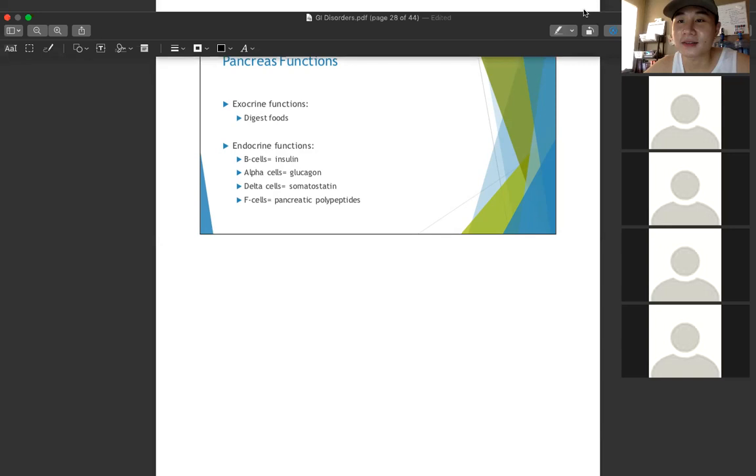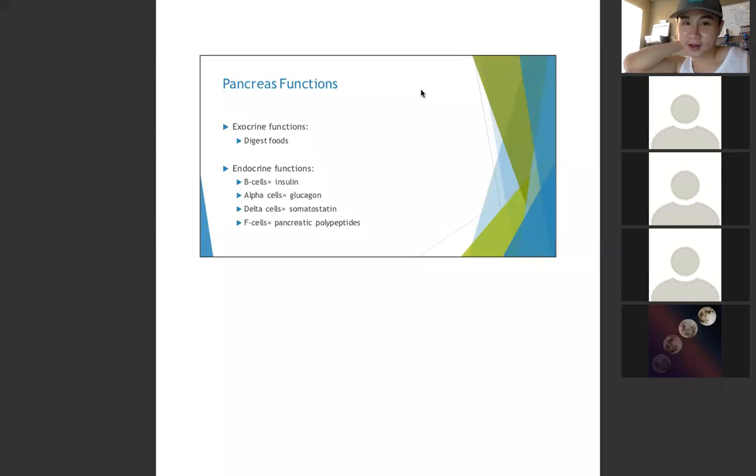Go over pancreas function. So what does the pancreas do? The pancreas helps us digest food, and it has some endocrine function, including beta cells, which help with insulin, alpha cells, which help with the production of glucagon, delta cells, somatostatin, and F cells, pancreatic polypeptides. So just remember beta and alpha: insulin and glucagon. Insulin helps with reduction of the blood sugar, and glucagon increases the blood sugar.